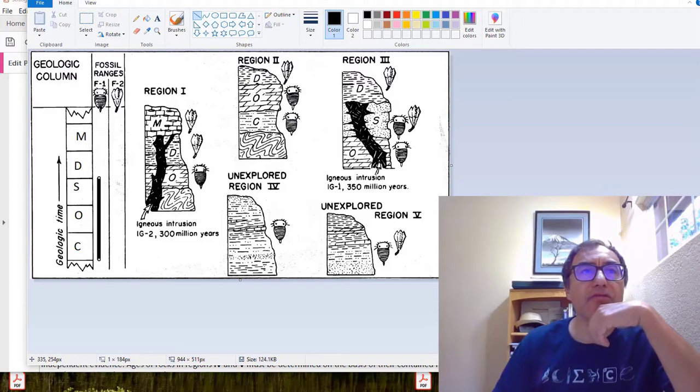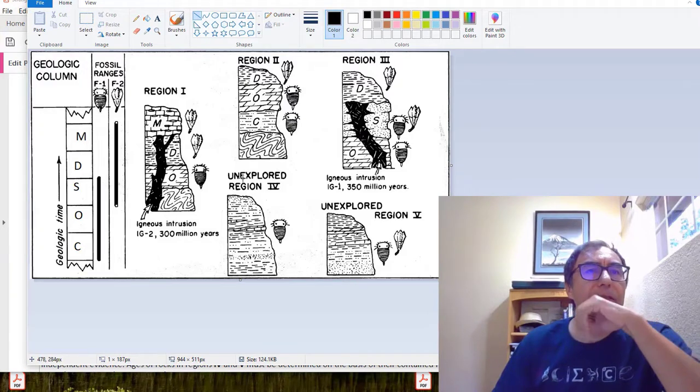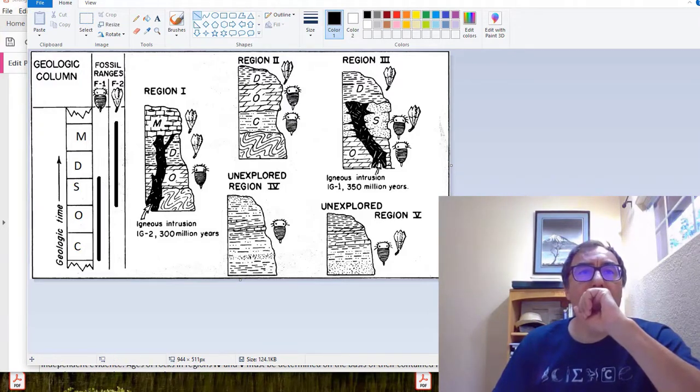And for fossil 2, we see that it goes from Silurian, Devonian, Mississippian, right? So we would start here from the Silurian and go up to the Mississippian. So that would be the range zone for fossil 2.